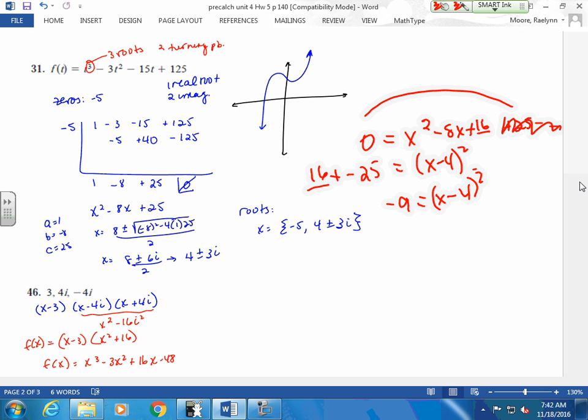My rule of thumb, for me, if this is even, I'll complete the square. If it's odd, then I'll use the quadratic, because then I usually get fractions, I have to square them, I have to subtract them. But whatever one you like to use is absolutely fine. Then list me all your roots at the very end. So you have -5 and 4 plus or minus 3i.